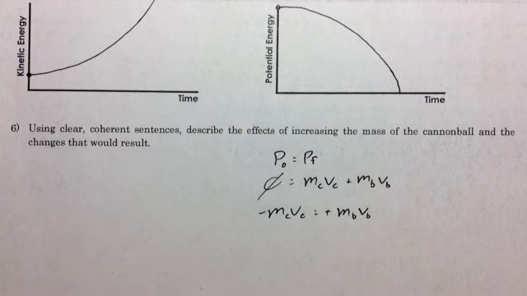If the mass of the cannonball was made a lot bigger, then it wouldn't move off as fast. All right, and plus the cannon would start to move off even faster than before. And so that would be the last problem, number 5, and we'll close up with that.